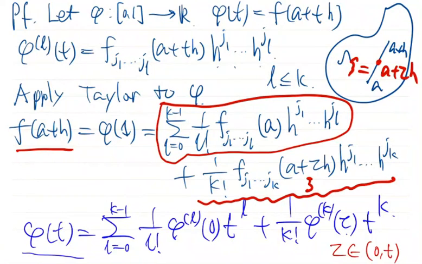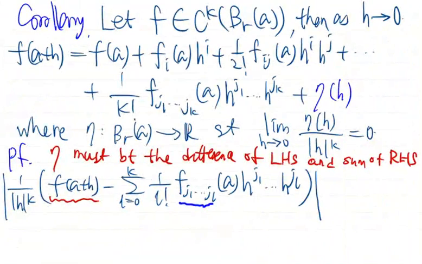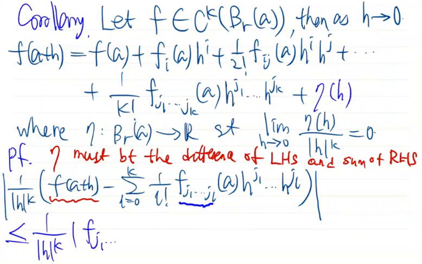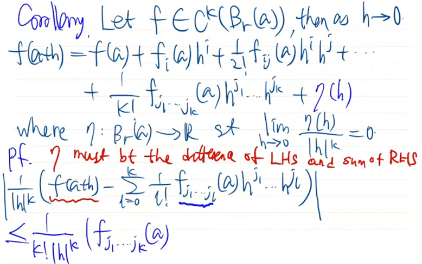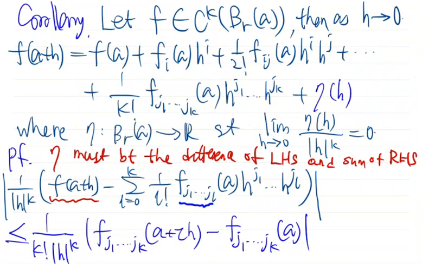From this we see that this will not be greater than the sum of the absolute value of f_{j1...jk}(c), that is a plus tau h, minus f_{j1...jk}(a), times the absolute value of h_{j1}...h_{jk}, divided by the norm of h to the power k.